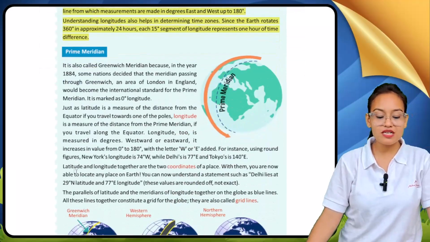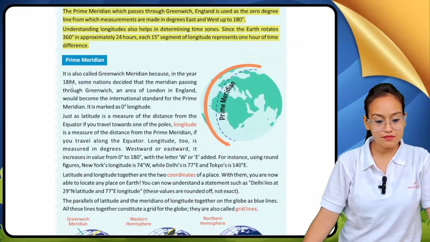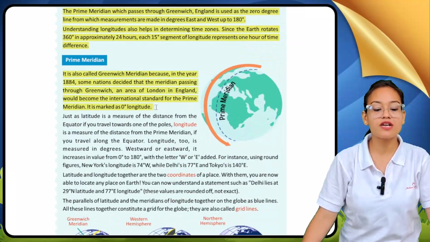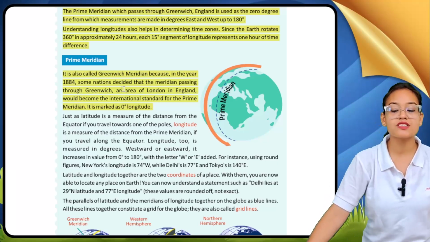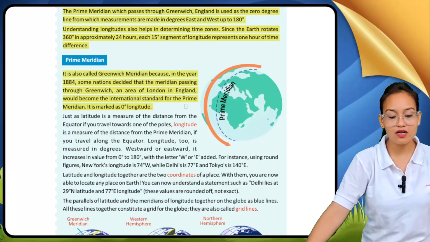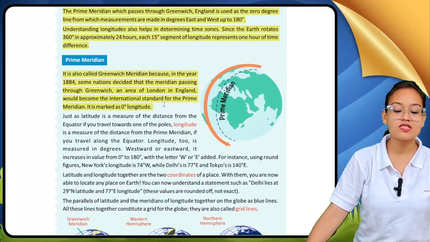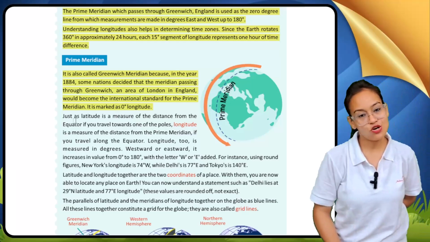Now what is the meaning of prime meridian? Let's have a look. The prime meridian is also known as the Greenwich meridian, because in the year 1884, some nations decided that the meridian passing through Greenwich, an area of London in England, would become the international standard for the prime meridian. So it is marked at 0 degree longitude.